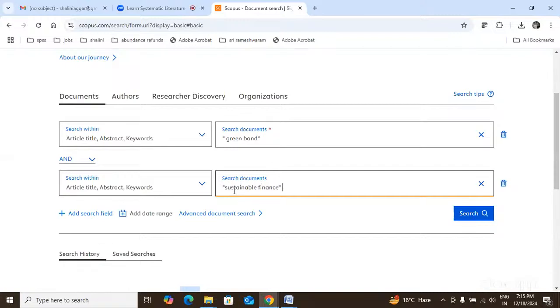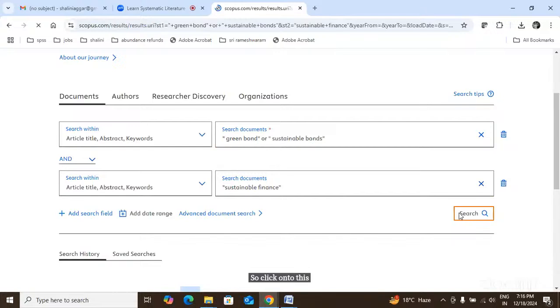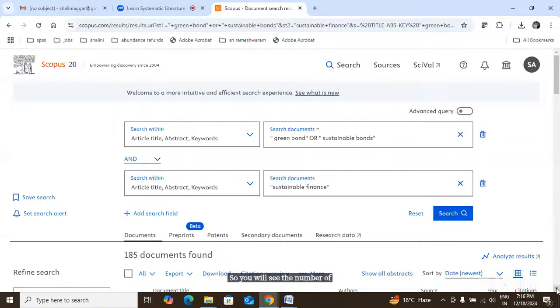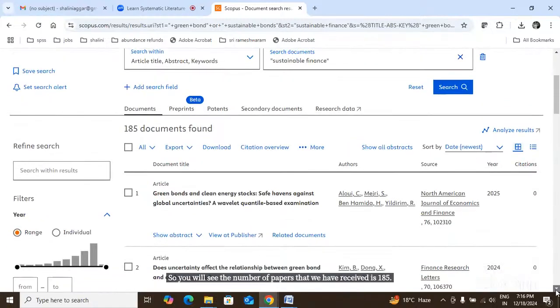There can be many keywords as well, not only this. We can write sustainable bonds as well over here. But what I have done is I have written green bonds or sustainable bonds and sustainable finance. So click onto the search option. You will see the number of papers that we have received is 185 with this topic, right?